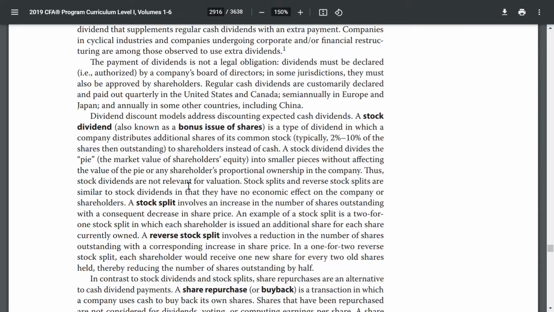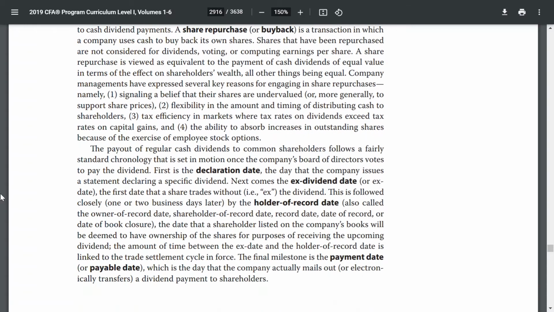A reverse stock split is when multiple shares are combined into one. A share repurchase, or share buyback, is when a company buys back its shares to decrease the supply and increase the price of the share. Now, this could be done because executives are compensated for increases in share prices, or it could be done to benefit the shareholders.